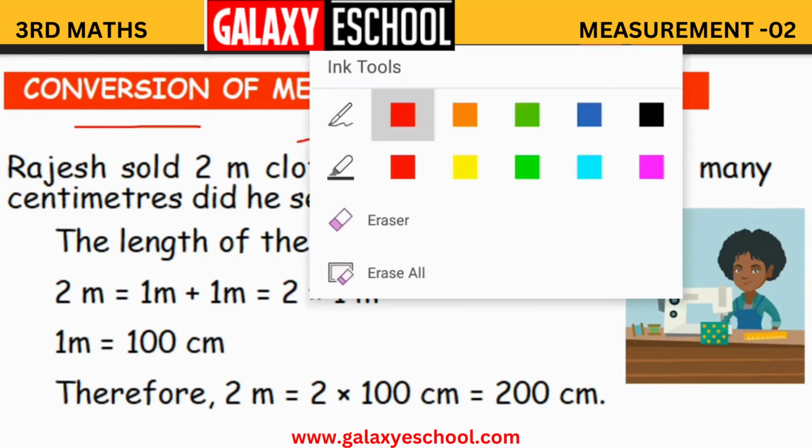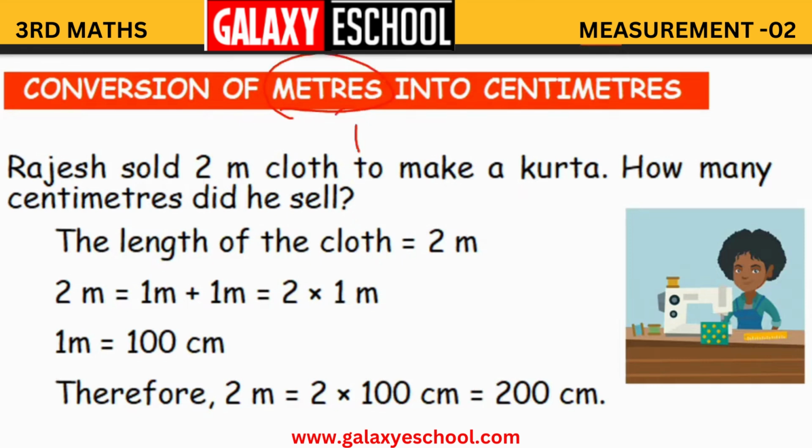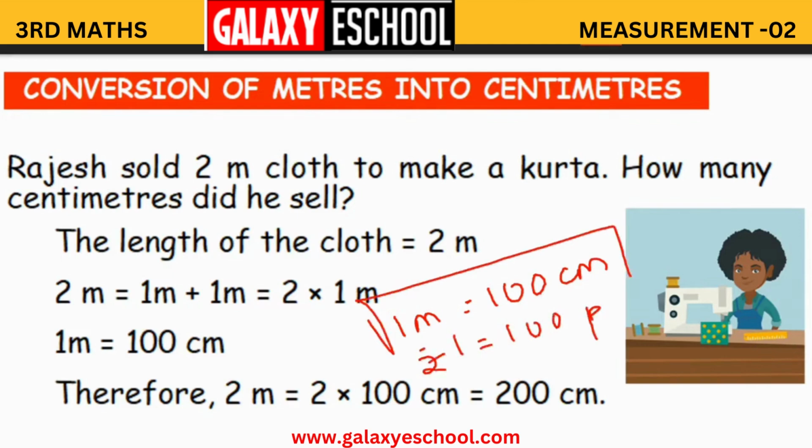Yes children, yesterday we have learned that meters is the standard unit of measurement for length in the metric system, and centimeter is used for measuring smaller distances. And what was the relationship between meters and centimeters? 1 meter is equal to 100 centimeters. Just like 1 rupee is equal to 100 paise, 1 meter is equal to 100 centimeters.